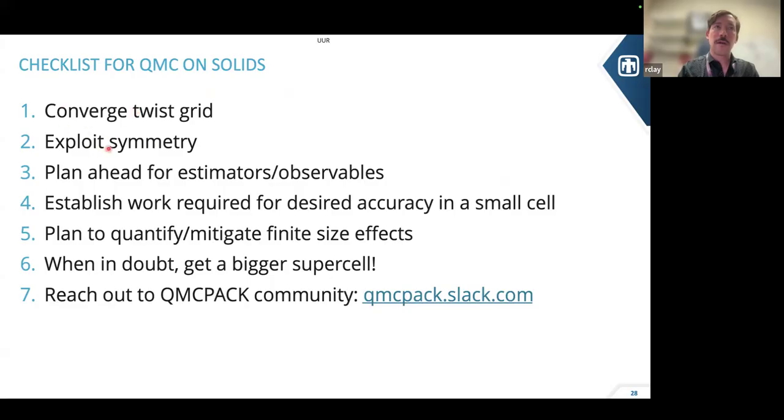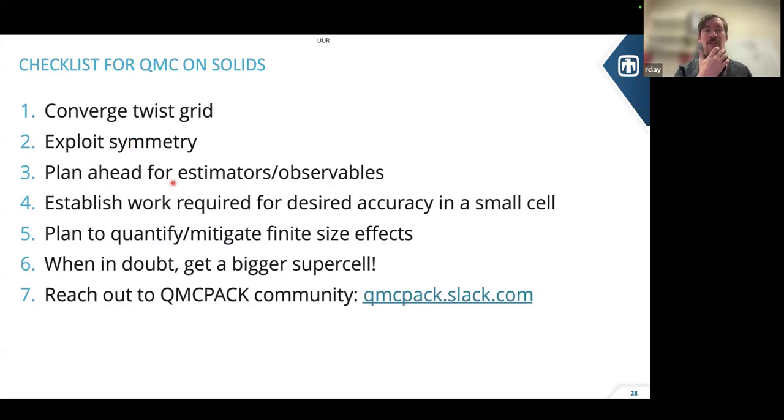I mean, we already have to do this twist grid, but if I can cut down the number of simulations from 25 to 6, that's a win. And I also save on the equilibration time and all the overhead of spinning up a QMC calculation.